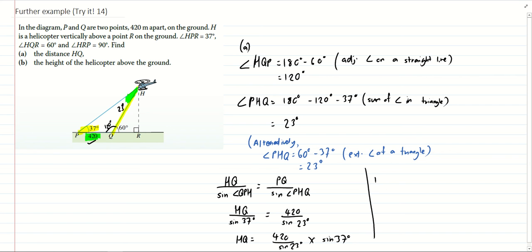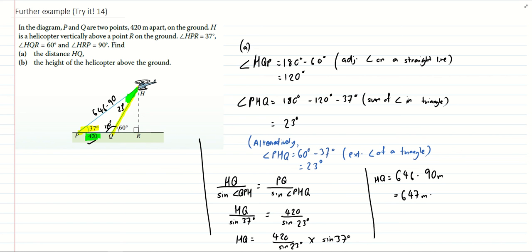So HQ is equals to 646.90 meters, 5 SF, and of course round off to 3 SF, 647 meters. Okay, so just label it here, 646.90. Alright, so that's for part A. Let's look at part B. Part B is asking you for the height of the helicopter above the ground.